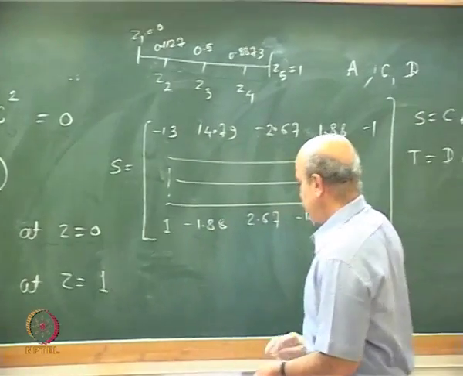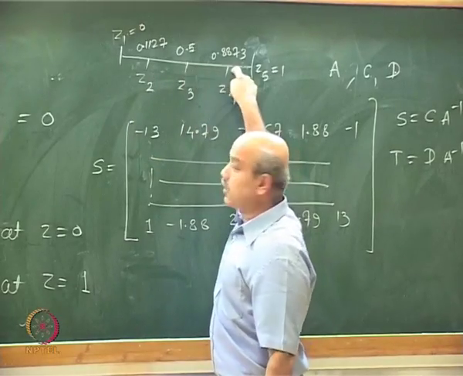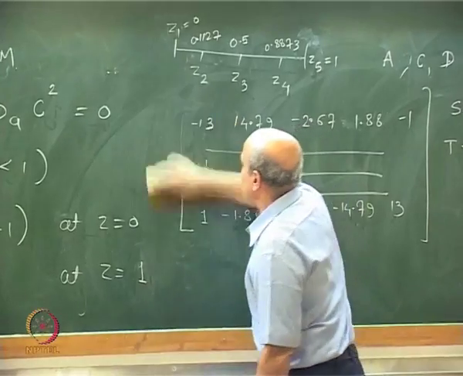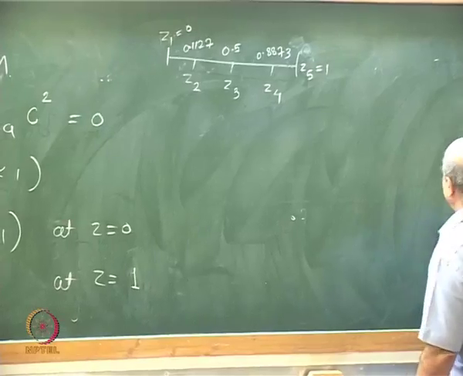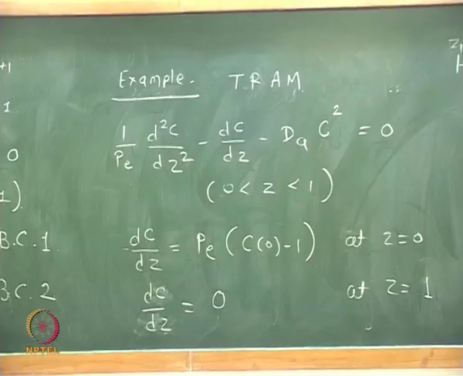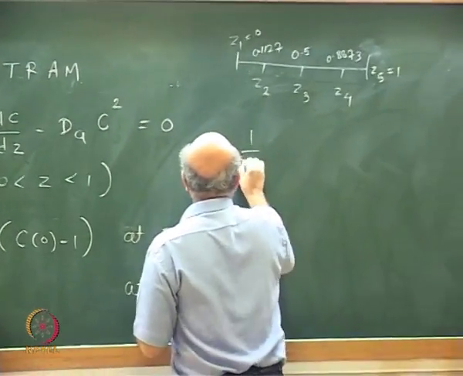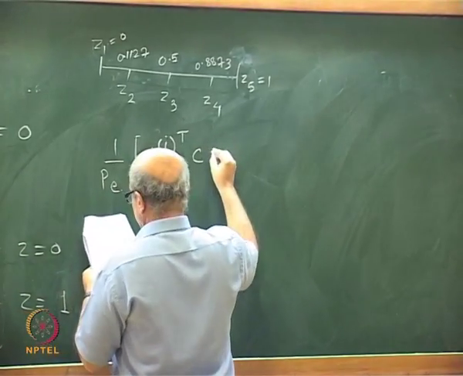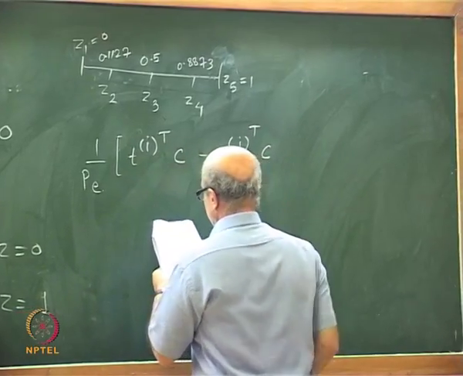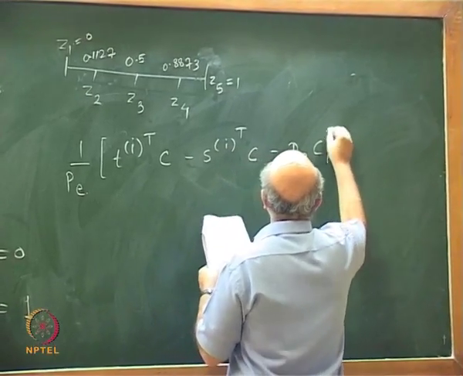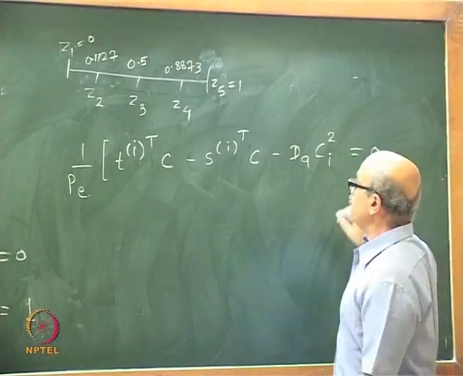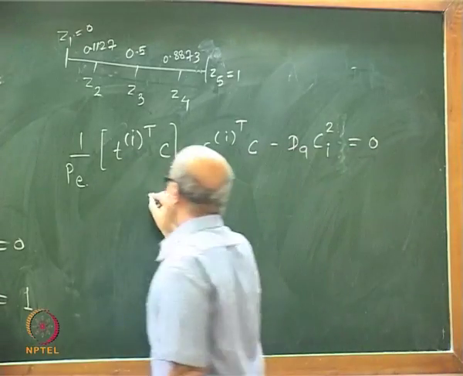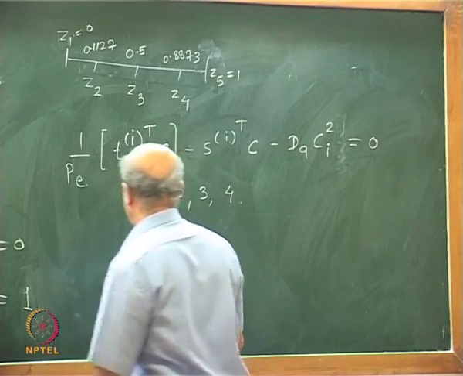So what is my first equation? I have three equations at the three internal collocation points coming from this differential equation, and two equations coming from boundary conditions. My equations would look something like this: 1 by PE into T_i transpose times C vector minus S_i transpose times C vector minus Da C_i square is equal to 0, here i going from 2, 3, 4.